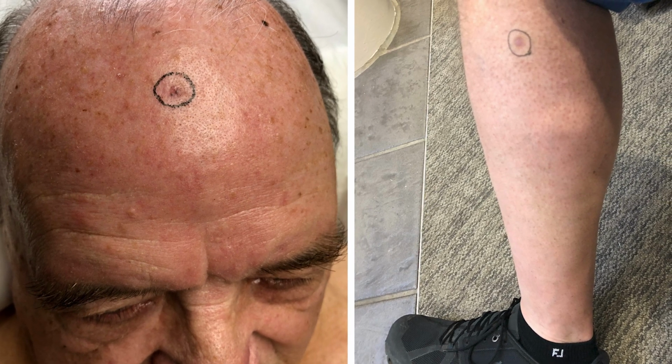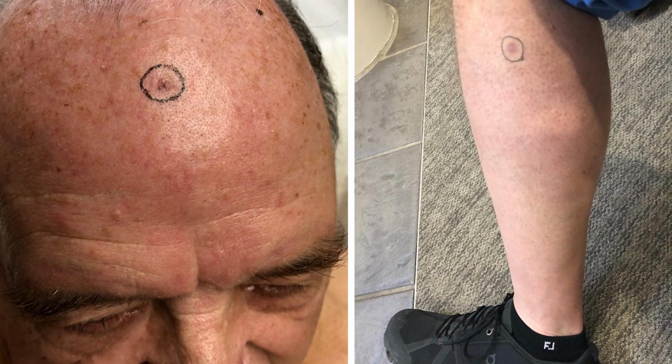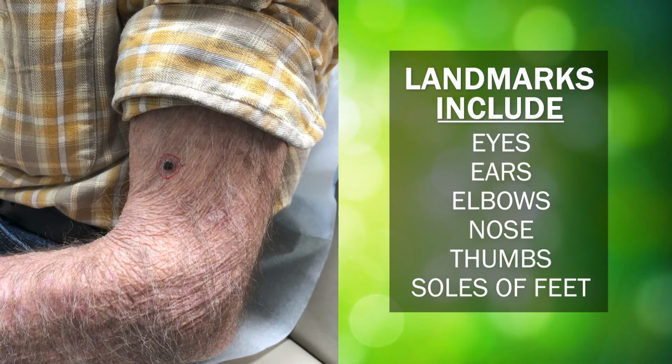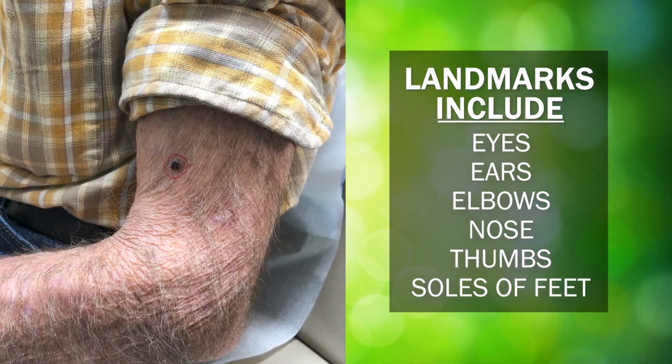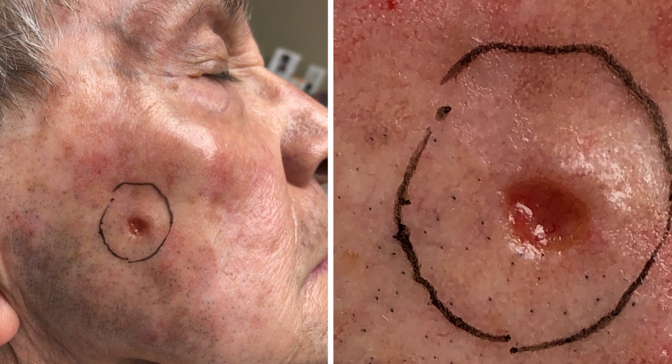You'll need to identify a nearby landmark to include with the photograph that will help distinguish right from left. Some commonly used location landmarks include eyes, elbows, thumbs, or soles of feet. Take a photo that includes your chosen landmark along with the marked lesion.